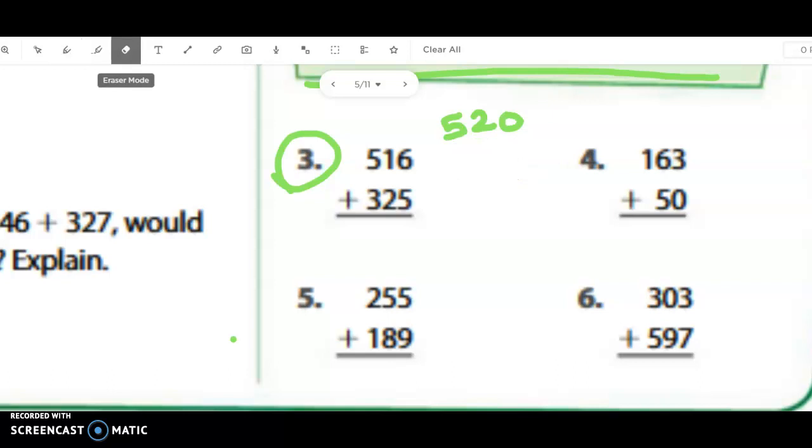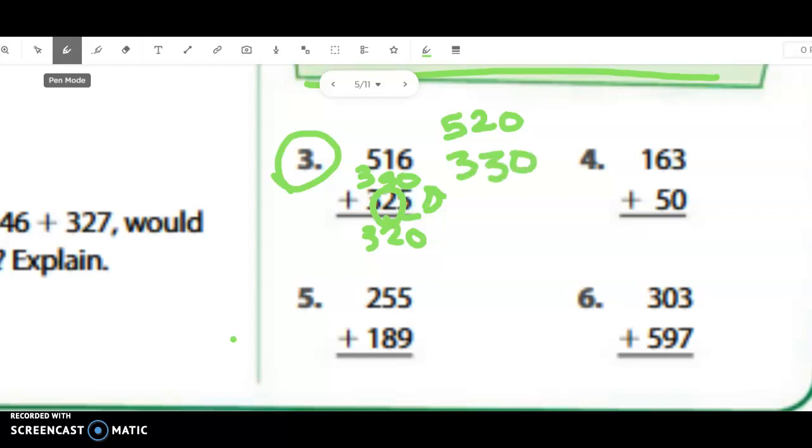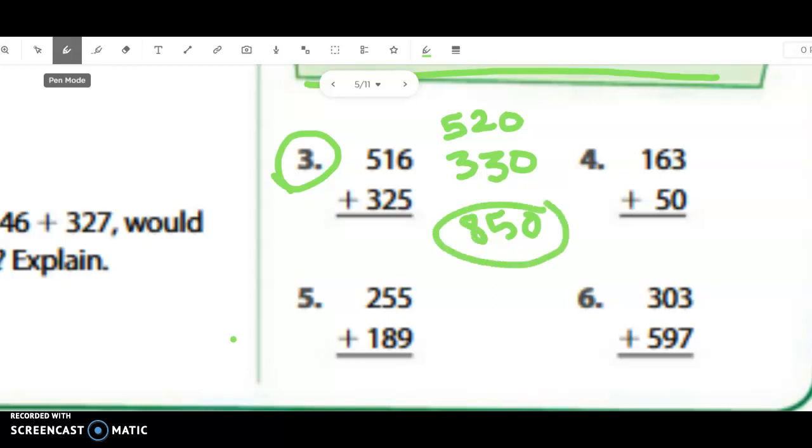Then I'll estimate 325. So I'll find my place and look next door. That can either go to a 30 or stay at a 20. And everything to the left stays the same. 5 and above, I'll give it a shove to 330. I can add that in my head. 0, 5, 8. So my answer needs to be close to 850.